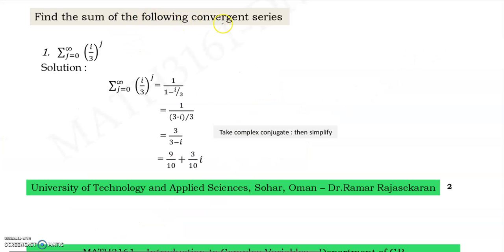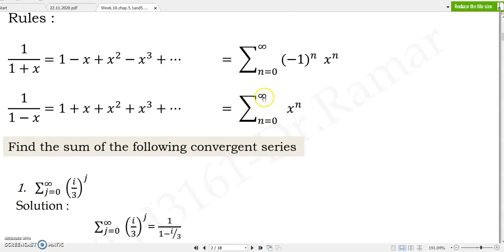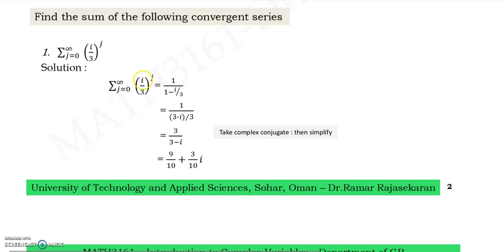Now find the sum of the following convergent series, that is sigma j equal to 0 to infinity, i over 3 whole to the power j. Here we have to find the sum of the given series. Okay. So now what is this? This is nothing but sigma j equal to 0 to infinity. We can compare this with the general form, x to the power n. So what is sigma n equal to 0 to infinity x to the power n? That is nothing but 1 over 1 minus x. Here x is nothing but i over 3.